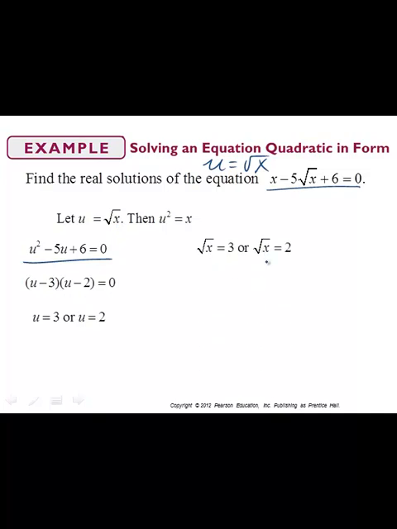It means the square root of x is equal to 3, or the square root of x is 2. Square both of those numbers. x is 9, or x is 4. And it's a good idea at the end to plug in each one of these numbers, 9 and 4, and make sure that the equation is true for both of those. Okay? So there's your solution set, 4 and 9.